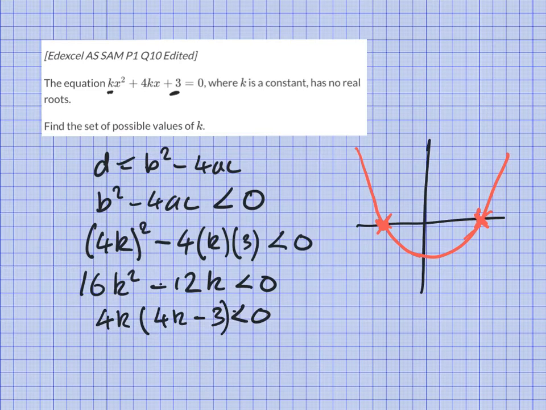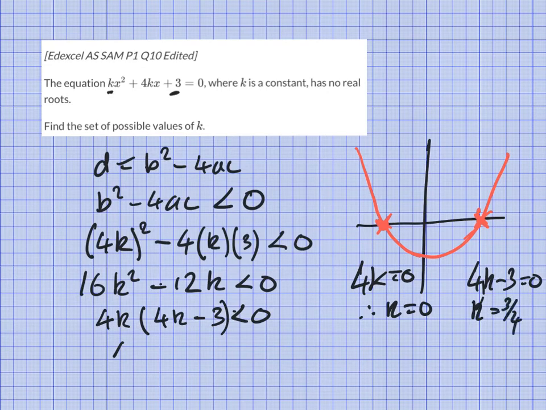Okay, so solving that, I can see that if 4k equaled 0, that would give me k equals 0, and also we can have 4k minus 3 equals 0, so k equals 3/4. So the values here are 0 and 3/4, and we want the area where k is between 0 and 3/4. So 0 is less than k is less than 3/4.